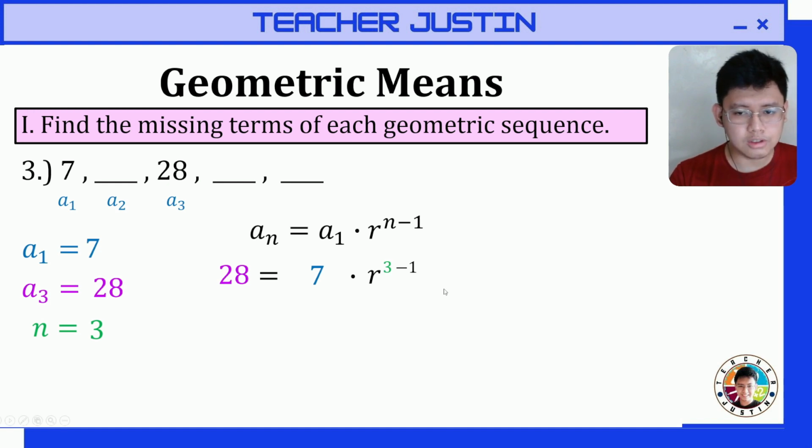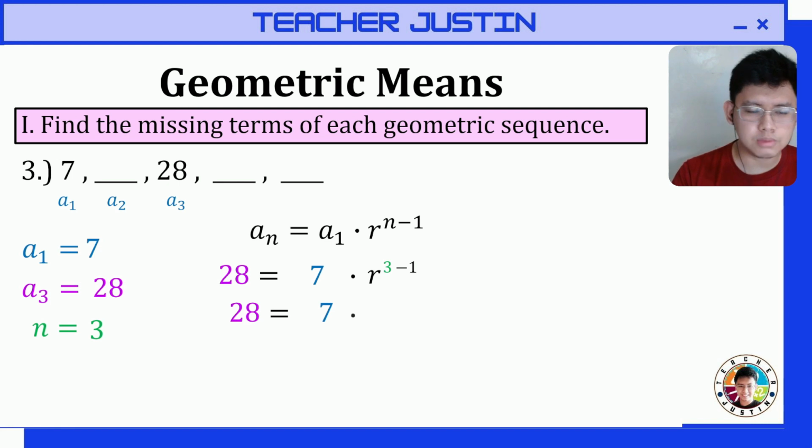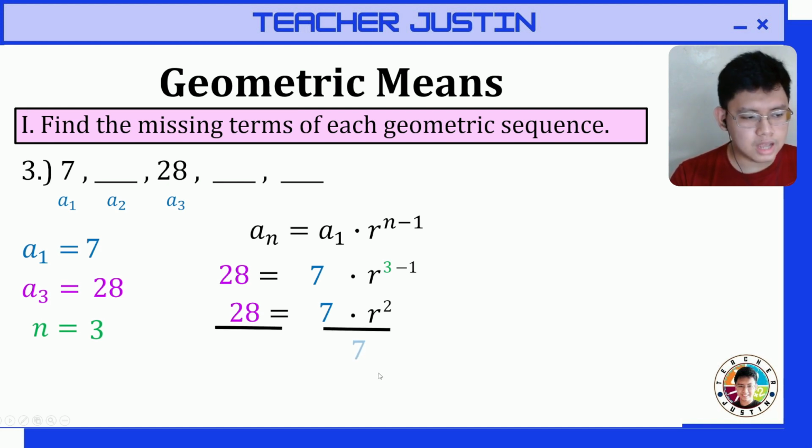So, simplify natin yung ating exponent. So, we have 28 is equal to 7 times r raised to 2. Now, let's remove 7 and isolate the variable r. So, let's divide both sides by 7. Cancel na si 7. And then, 28 divided by 7 will be equal to 4. Now, we have r squared is equal to 4. So, let's get the square root of both sides.